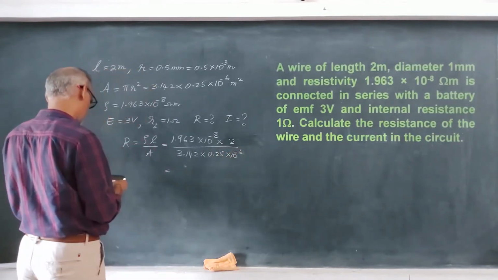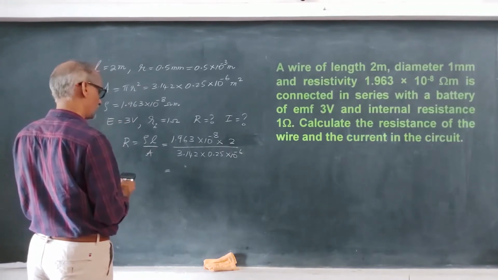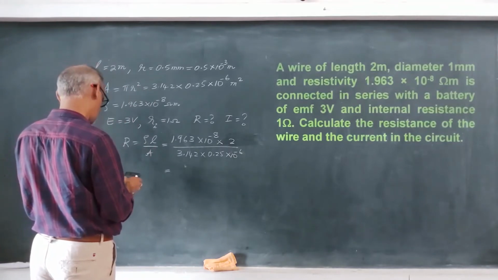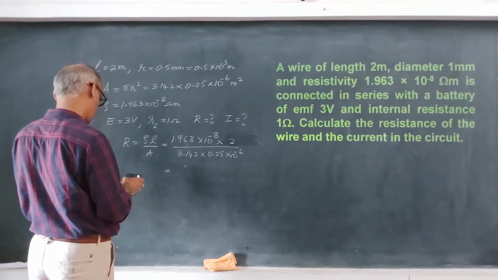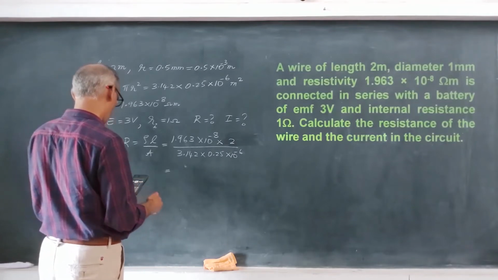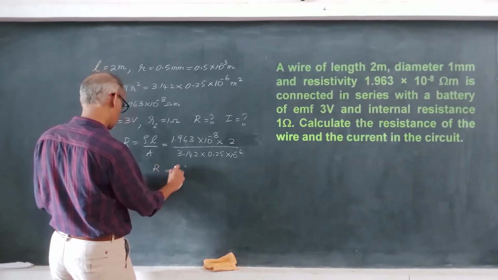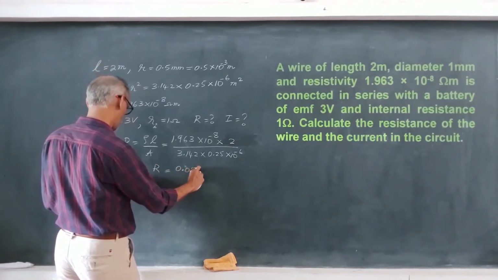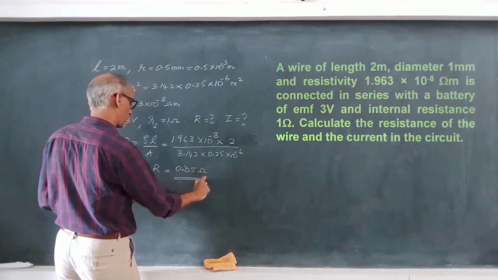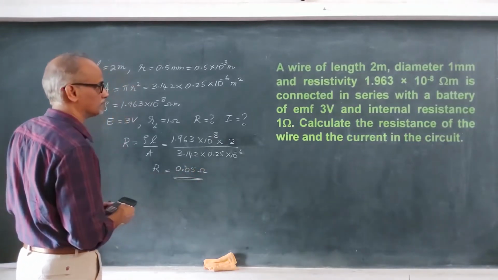So we will simplify this: 1.963 into 10 to the power minus 8 into 2, divided by 3.142 into 0.25 into 10 to the power minus 6. So that is the resistance, which comes out to be 0.05 ohm nearly. Okay. So that is the value of the resistance.